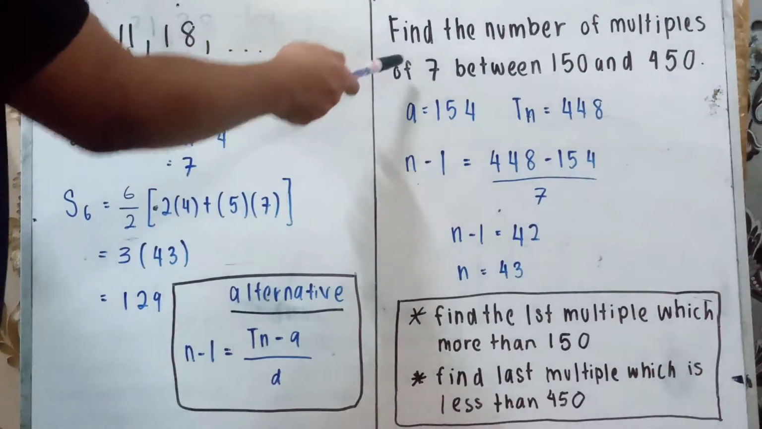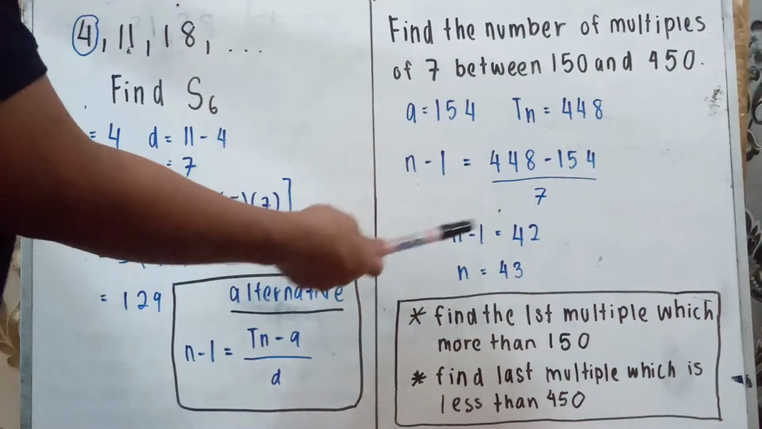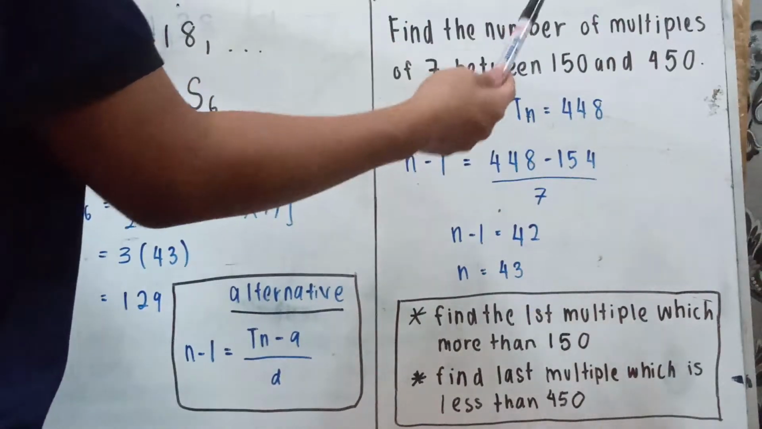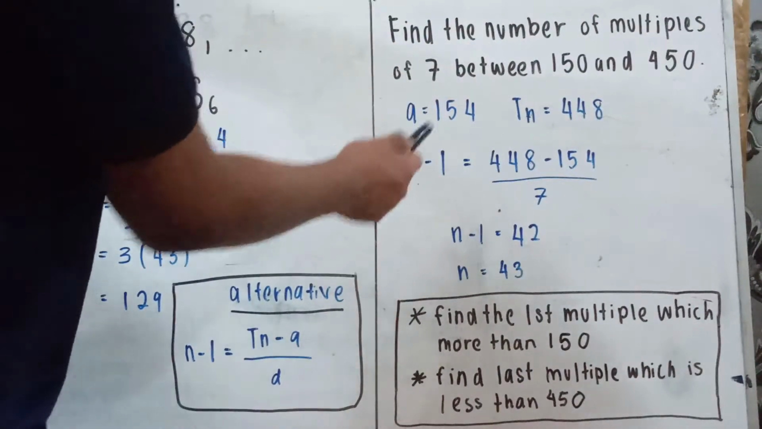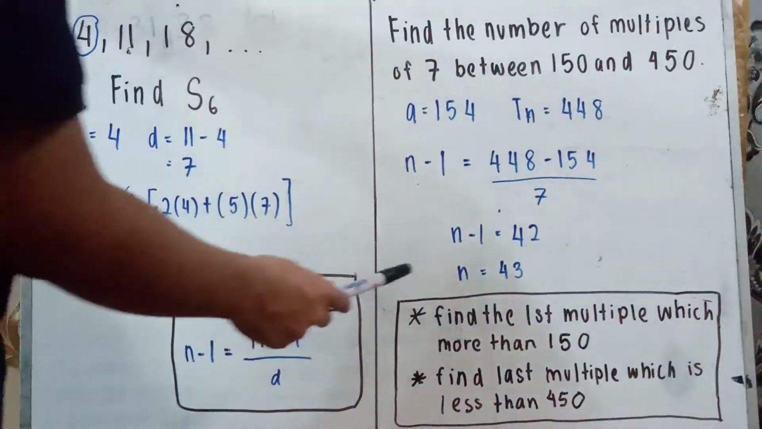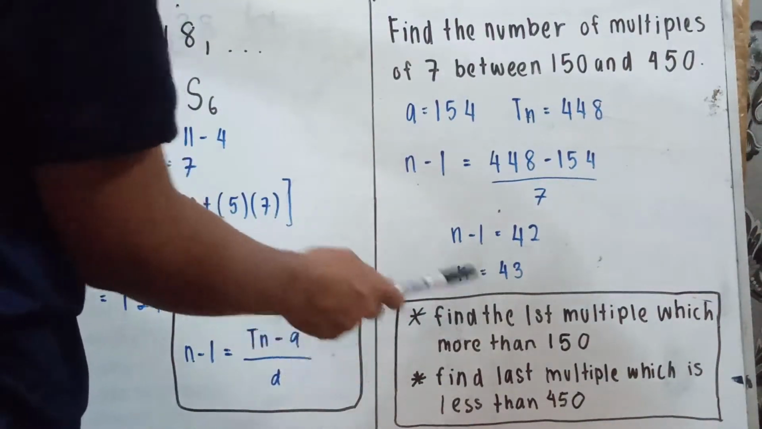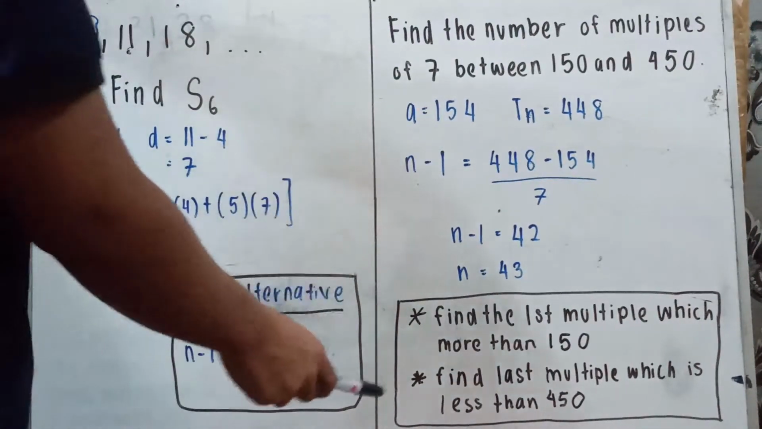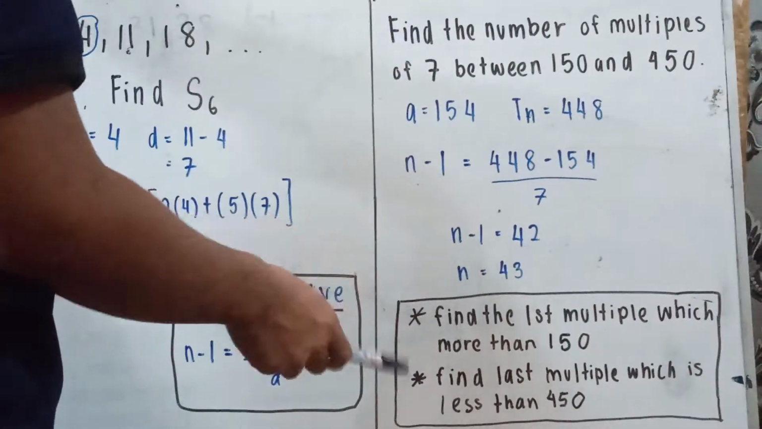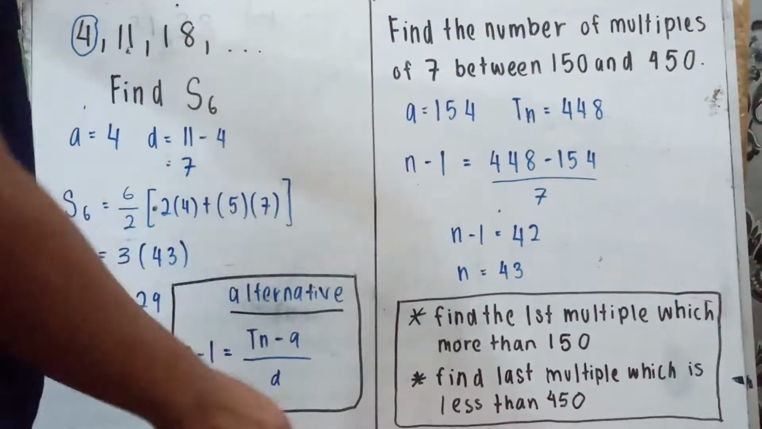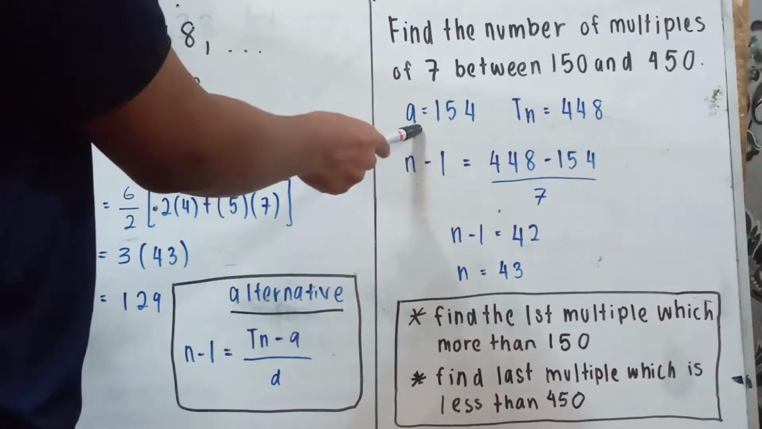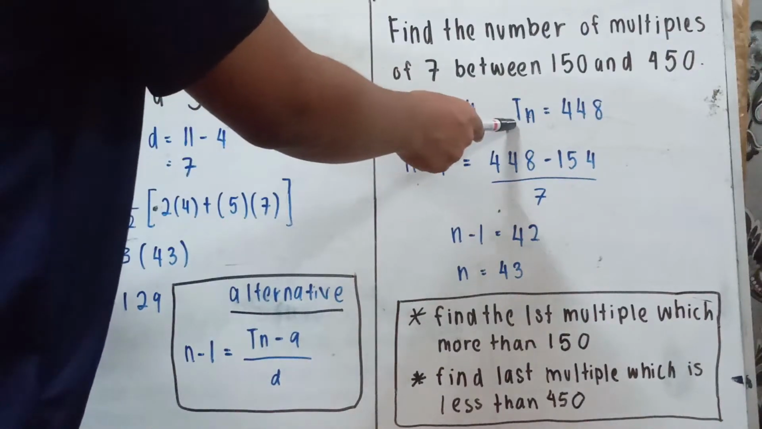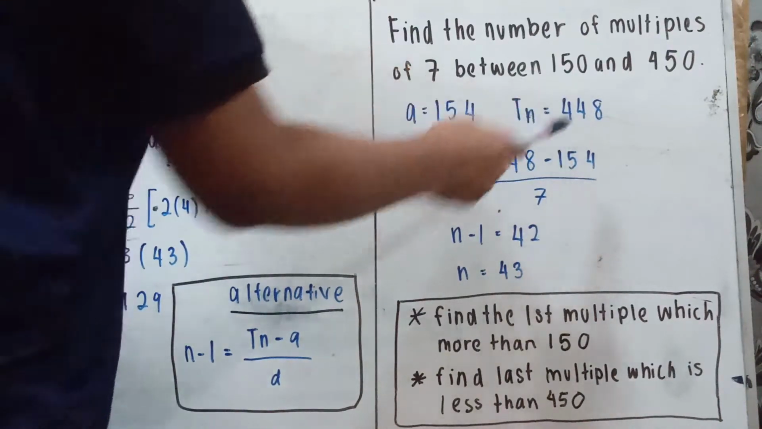Okay, the second question, find the number of multiples of 7 between 150 and 450. In this question we need to find the first multiple which is more than 150, and find the last multiple which is less than 450. As you can see, I just state A equal to 154 and the last term is 448.